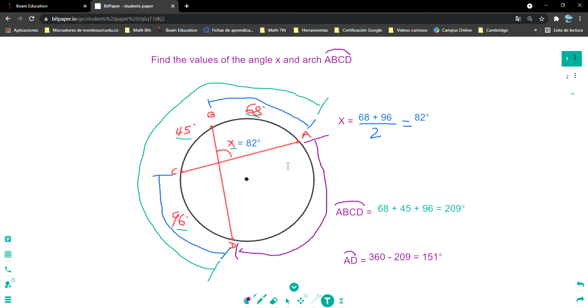How can you do the final check to see if the answer is correct? Remember that the addition of 68 plus 45 plus 96 plus 151 should be 360, because this is a whole circle. All right. The addition is 360 degrees. Okay, guys, let's go now to the next example.